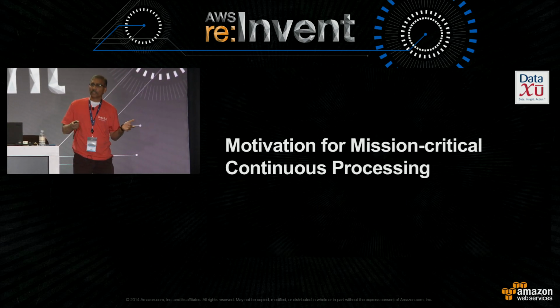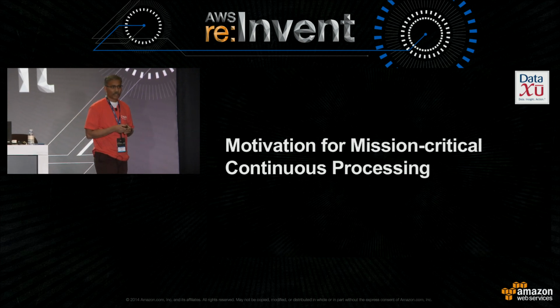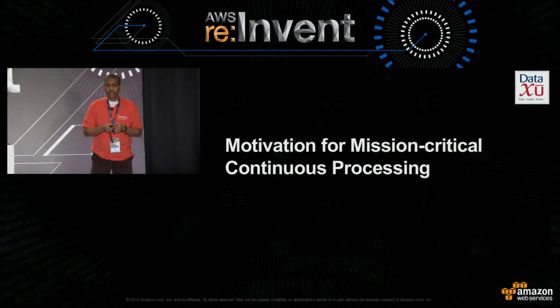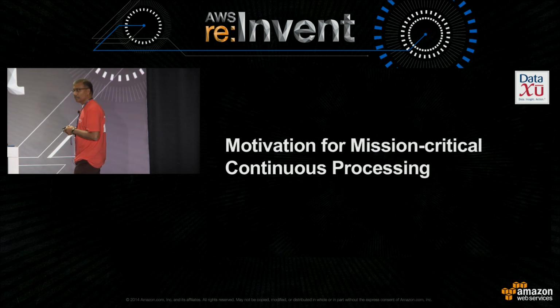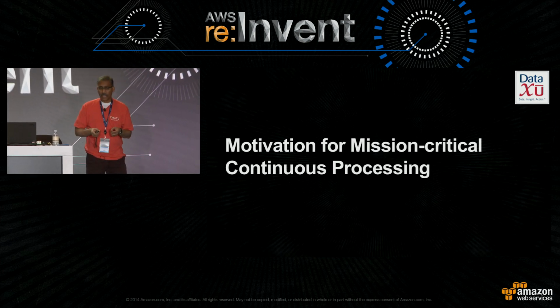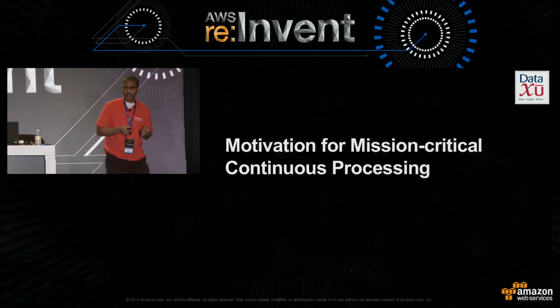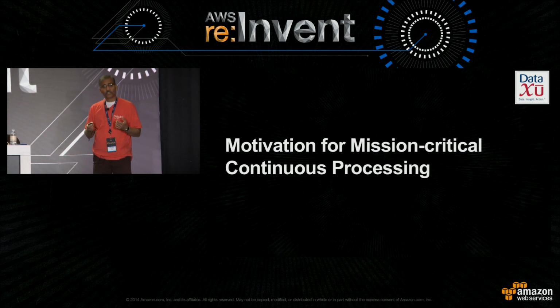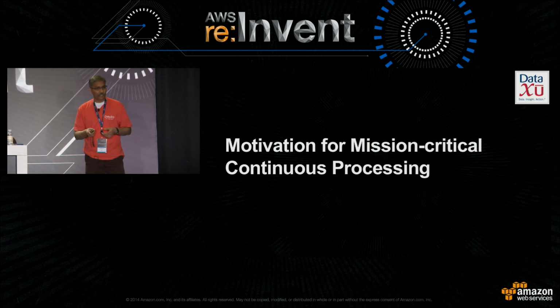And we've been using batch systems for a long time. Batch systems are great, but they're slow. So Kinesis fills in an important gap between transactional systems and batch systems, and it opens up doors for continuous data processing. What is continuous data? Data that has no end.